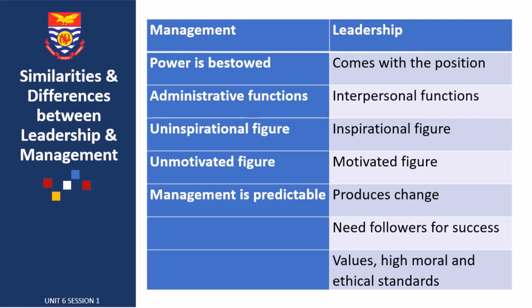Management is predictable. For the management's duties and responsibilities, you know they move from point A to point B. So their management practices or their outputs or outcomes are predictable. Leaders produce change based on their innovation, their creativity, and their intuition. They're able to produce change. They need followers to succeed. So if you have put someone in a position or a project, then you need to give the person people that he or she can work with. They have values, high morals, and ethical standards are some of the things they apply in their leadership roles.